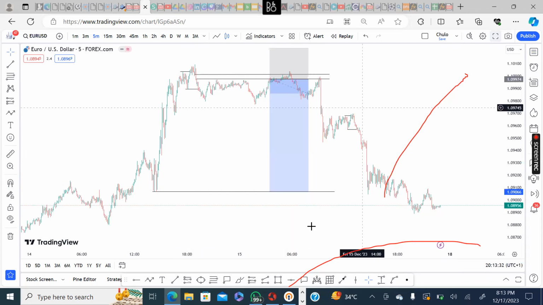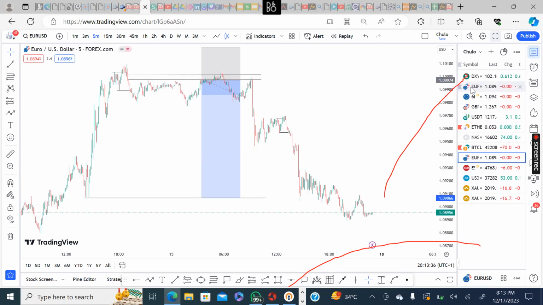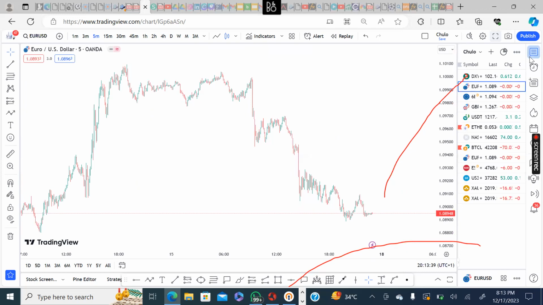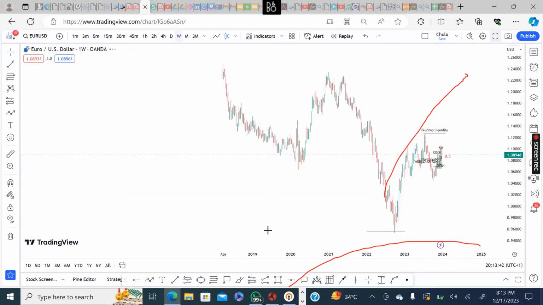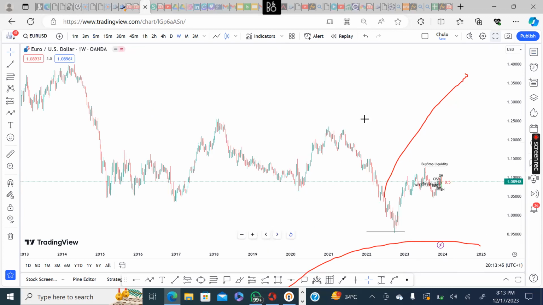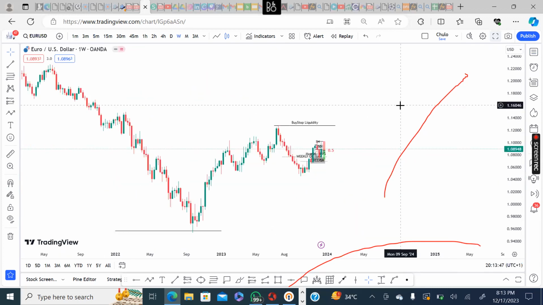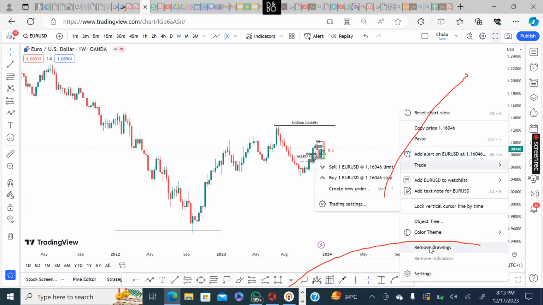So let's go back to Euro USD. What we're expecting on Euro USD this week. I have to clean this out one more time.